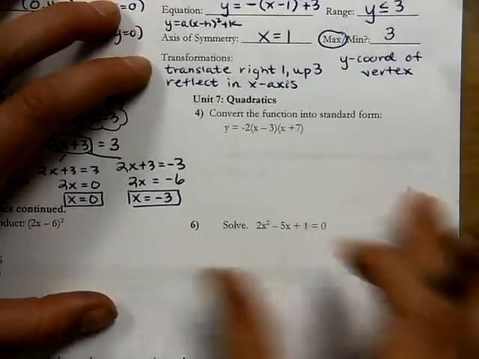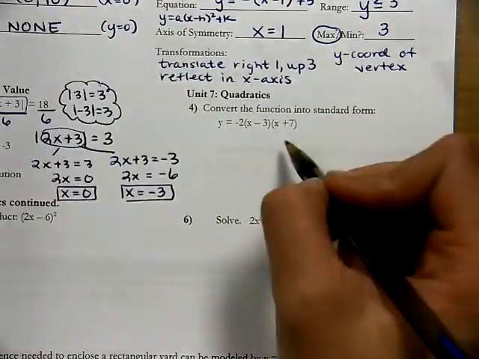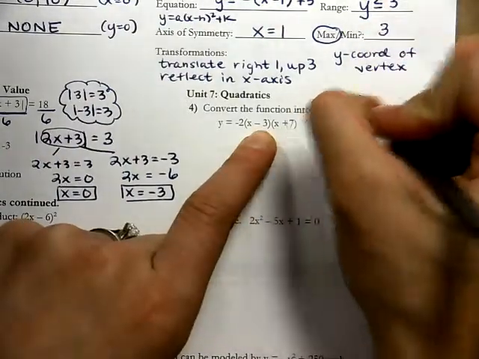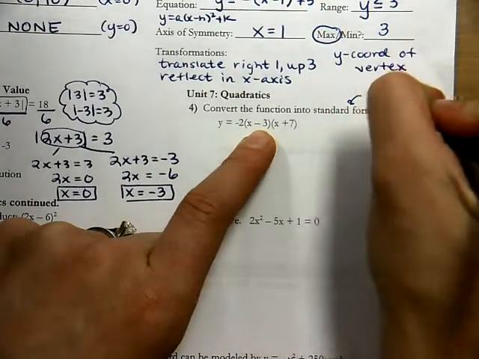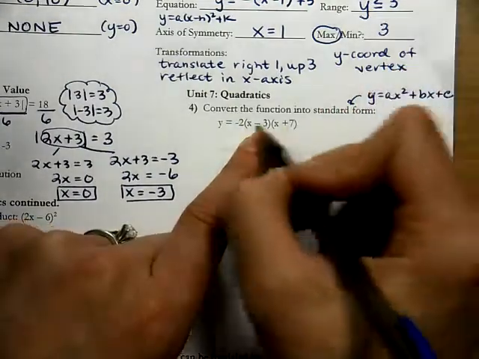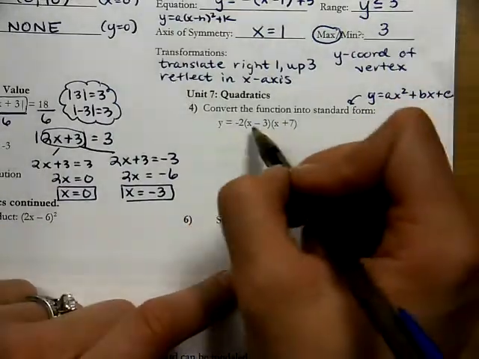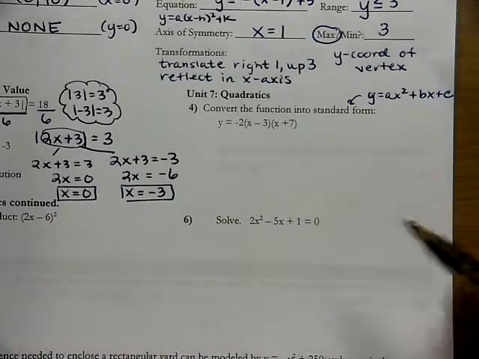Scooching over to number 4, quadratics. Let's convert the function into standard form. Looking at it right now, I know it's in intercept form. I recall that standard form is y equals ax squared plus bx plus c, meaning I'm not going to have any parentheses anymore. To convert it to standard form, I need to multiply these 3 factors together, and I can do that using the distributive property or the area model.